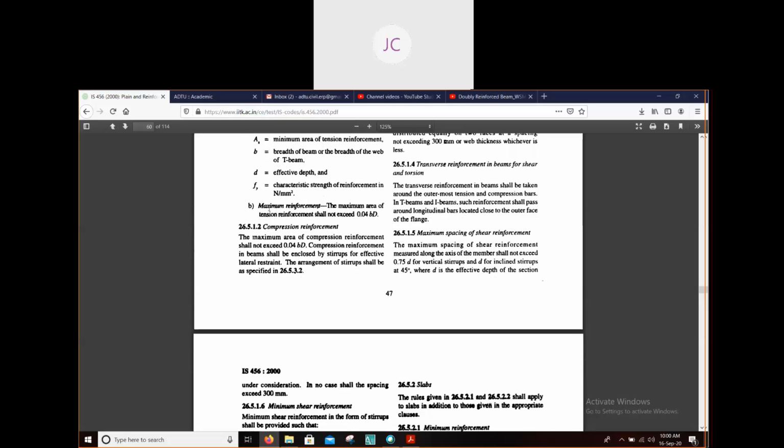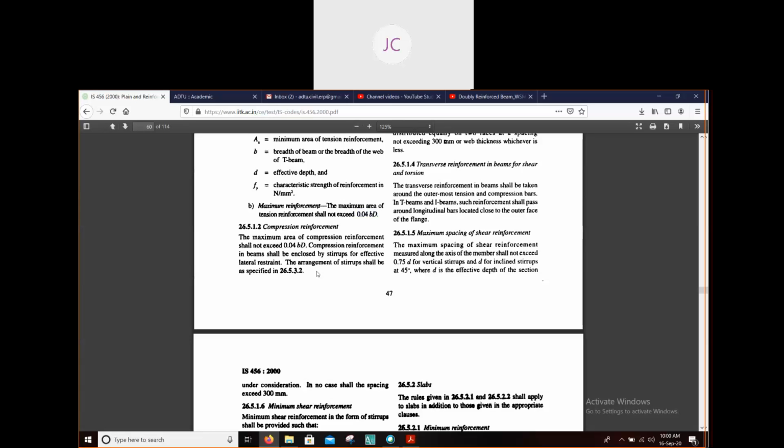And you can see here the maximum amount of reinforcement. How much do you have to provide at maximum? The maximum area of tension reinforcement shall not exceed 0.04 times BD. You can mark this also. For any viva on structural analysis, this is one of the most common questions they will ask: what is the maximum amount of tension reinforcement you can provide?